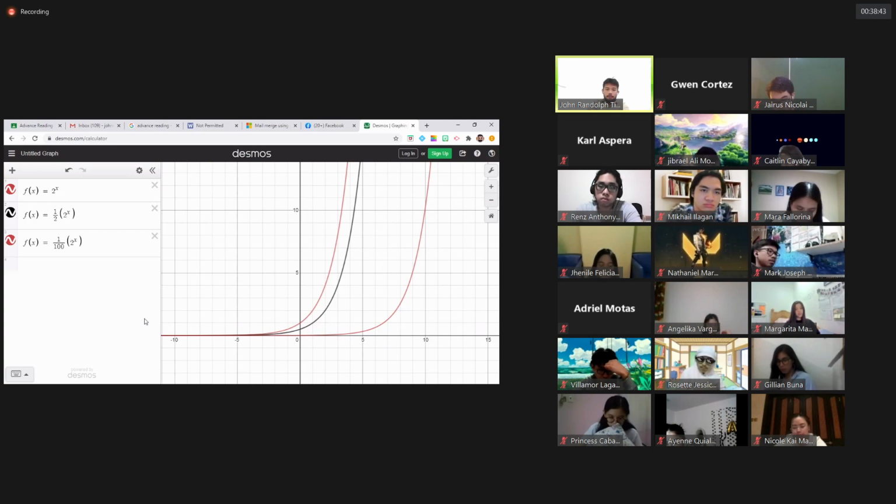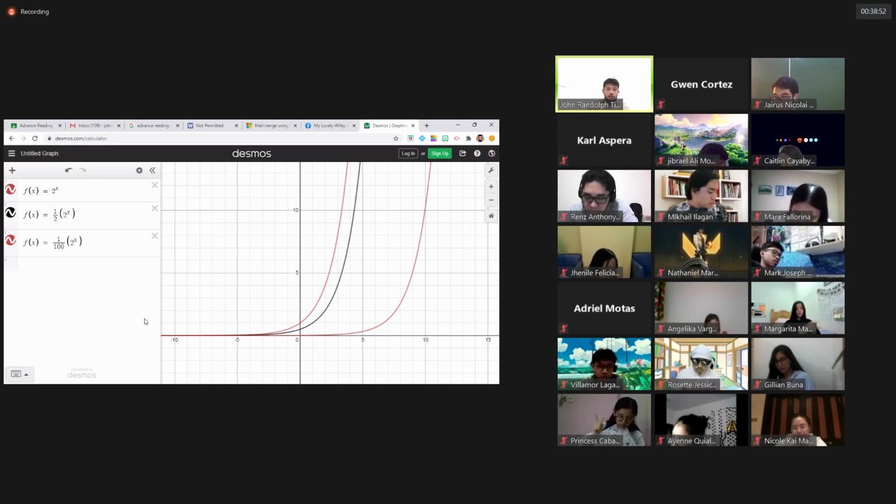So, titingnan natin. Okay. It shifts the graph. Shift to the left. By how many units? Kung ano yung plus dyan, it shifts to the left, 1 unit to the left. Shift the graph of your equation 1 unit to the left.